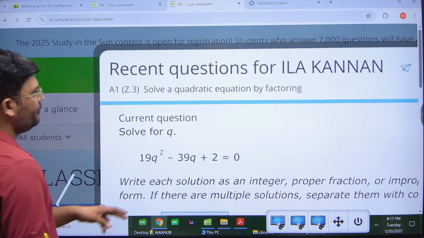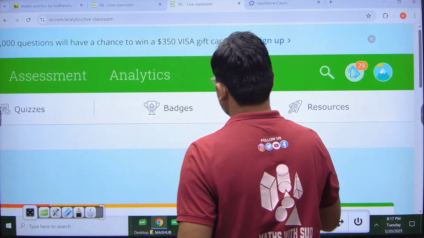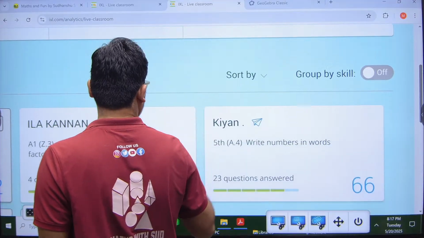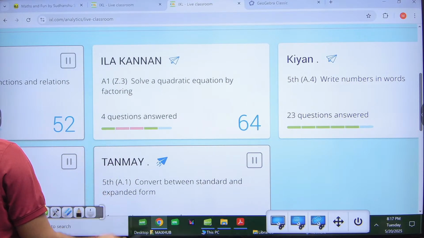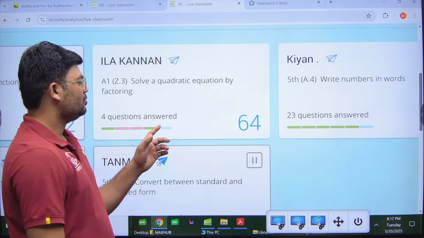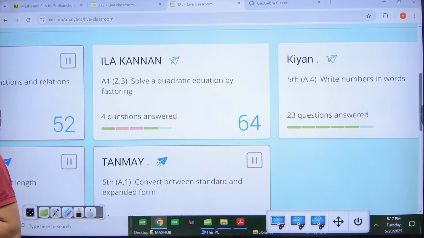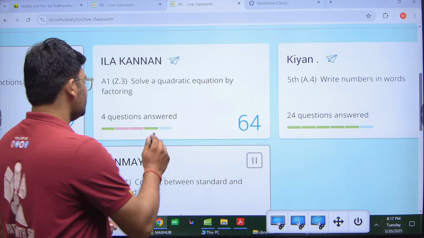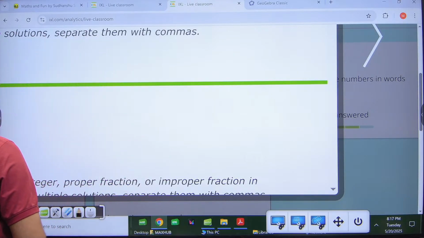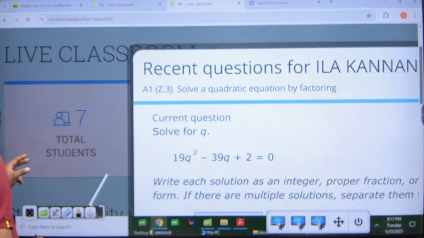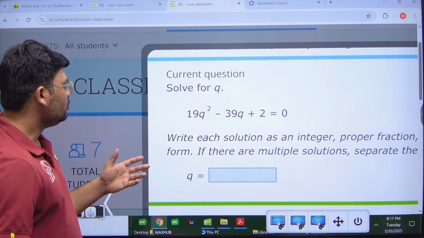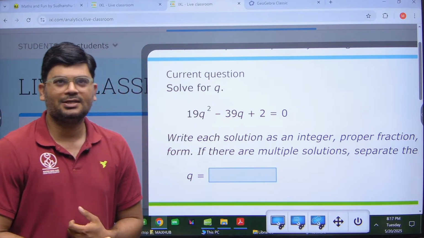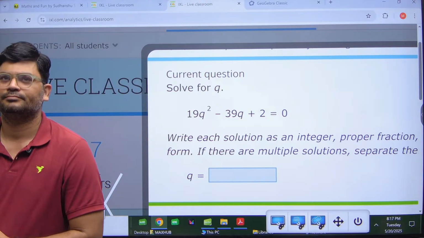So once you get 50 marks, how many did you get? 64. 64, because you have done some incorrect questions. So just do 2-3 more questions. Okay, let's do 3 more questions. So what are the two numbers? Again, you will get minus 38 and minus 1, right? Yeah.